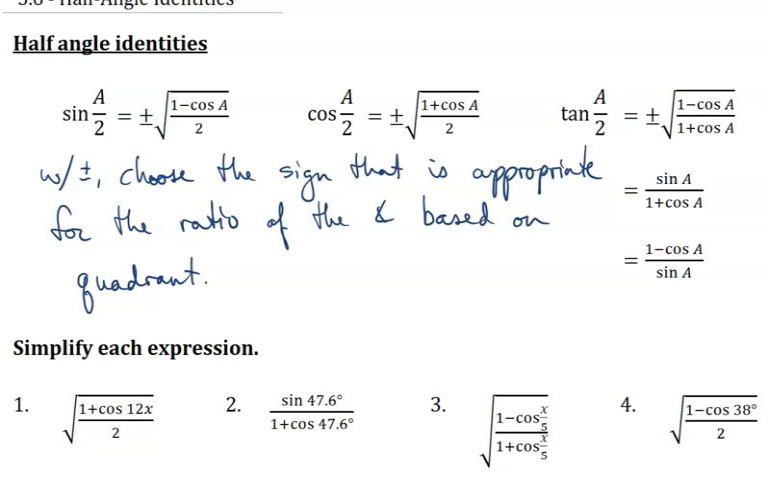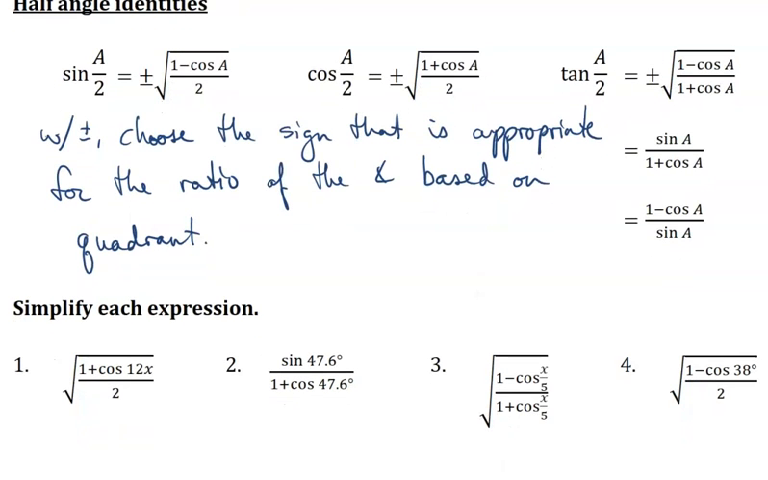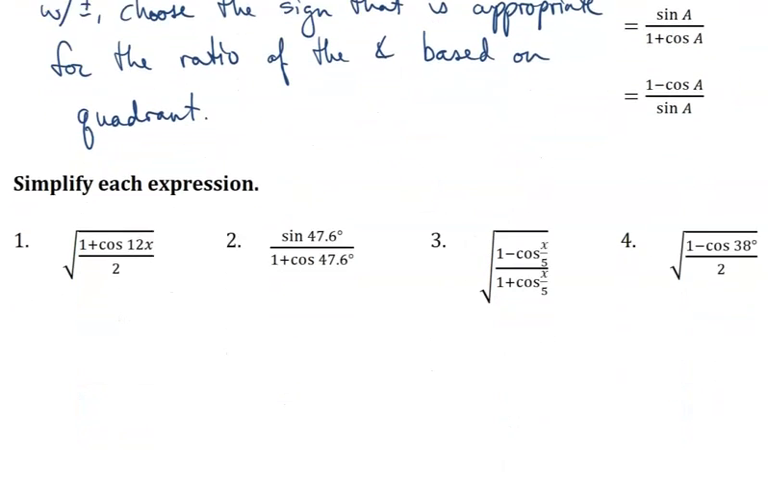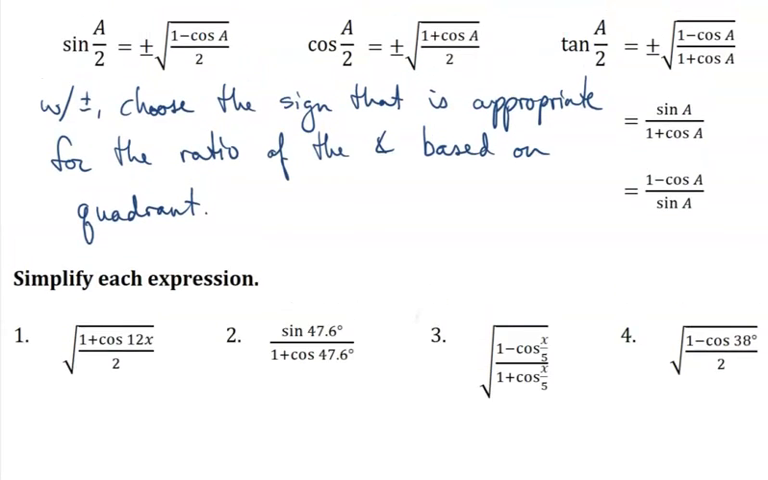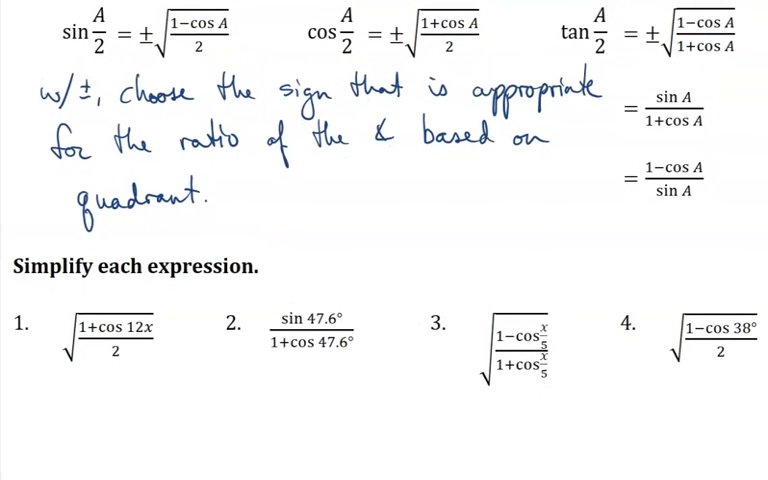So we're not going to leave plus or minus in our answer unless it's one of the situations where we're just doing it in terms of some letter A or something. In general, though, we're going to know which one it is based on which quadrant the angle is in. So for these first few, we are simplifying. We are just recognizing which of the formulas is being used and rewriting it.